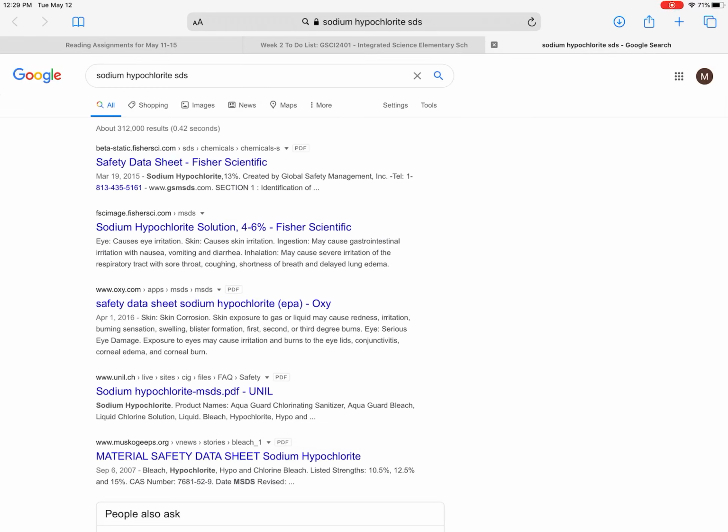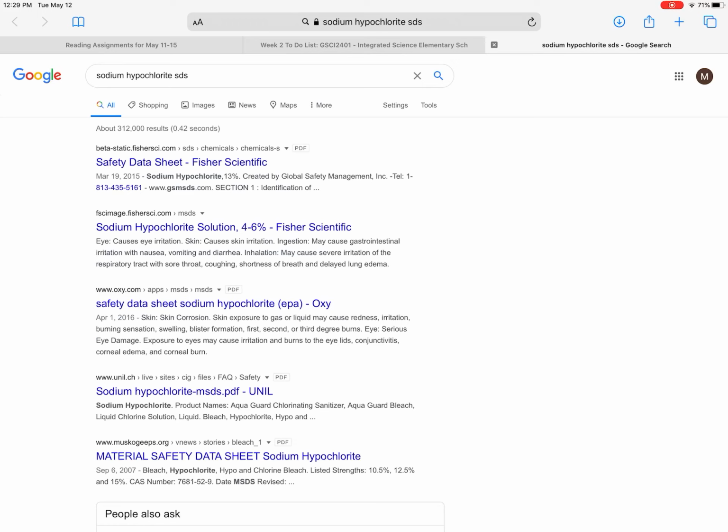So one of the things you're going to have to do is to find these MSDS sheets. And so what you can see here is I've Googled sodium hypochlorite SDS. A few years ago, probably 5 or 6, they began shifting the term material safety data sheet to simply SDS, which is safety data sheet. And so most of the time now you're going to see a mixture. You're going to see MSDS and also SDS.